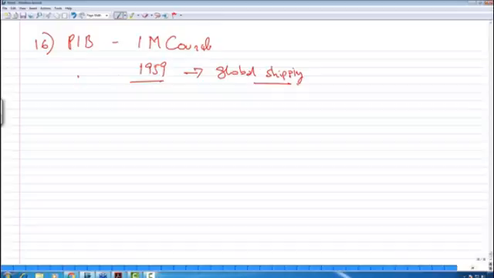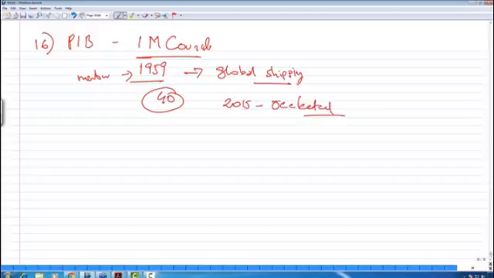So India became a member in 1959. It has 40 member countries. Now why is the International Maritime Council in the news? Because in 2015 India was re-elected as a member of the council. So that is one reason why it was in the news, and PIB had covered that.